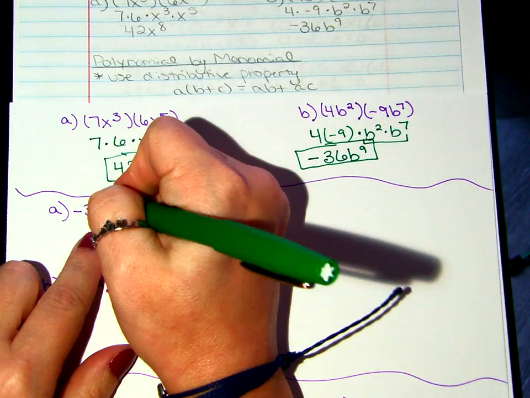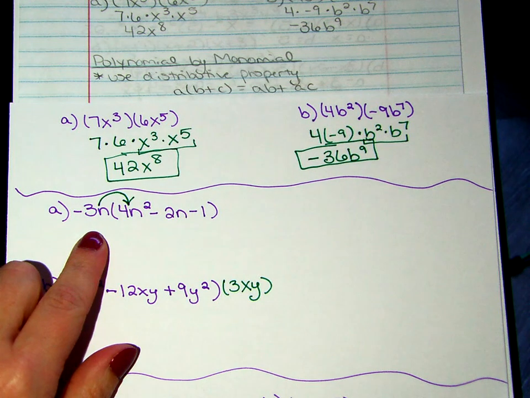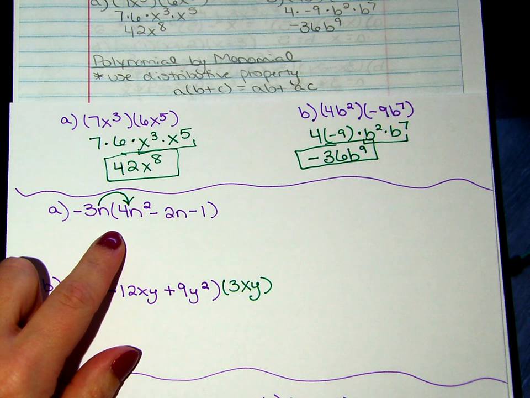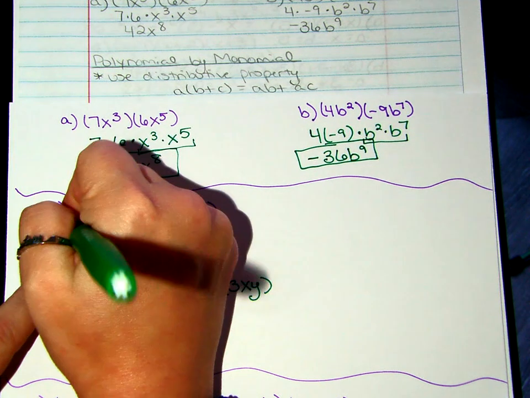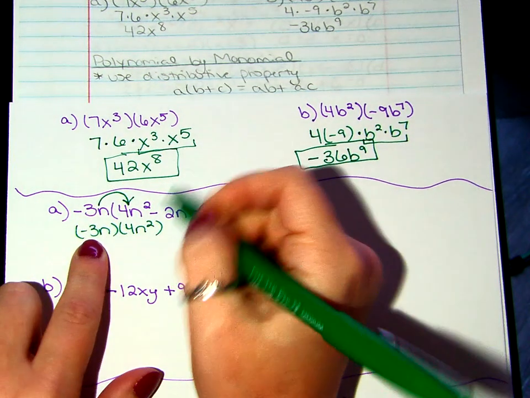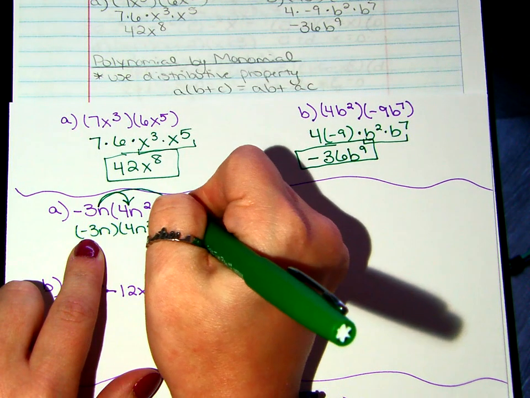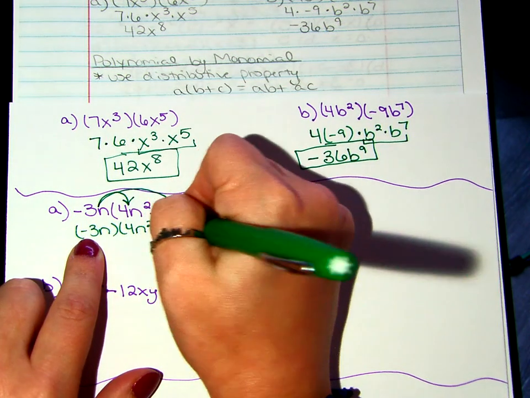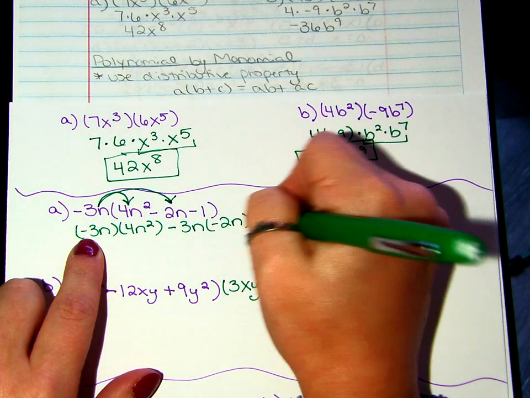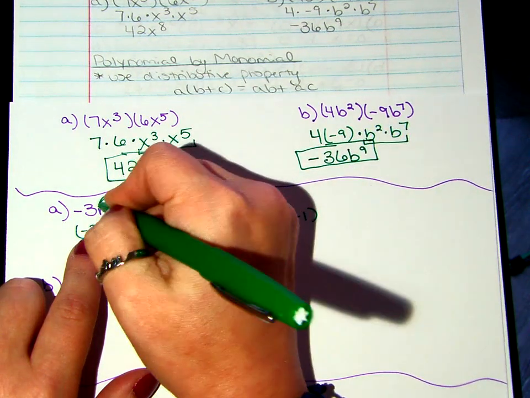So I'm going to be taking negative 3n times 4n squared. Now, I usually do this in my head. For this first one, I'm going to write it out side by side so you see exactly what steps I'm doing, so that if you go back and reference this video later, you know exactly what I did. I'm going to take negative 3n times the 4n squared. Then I'm going to take the negative 3n times the negative 2n. Then I take the negative 3n times the negative 1.